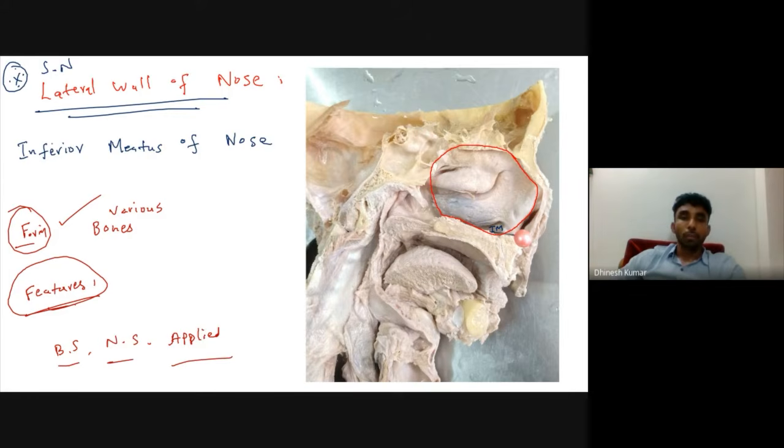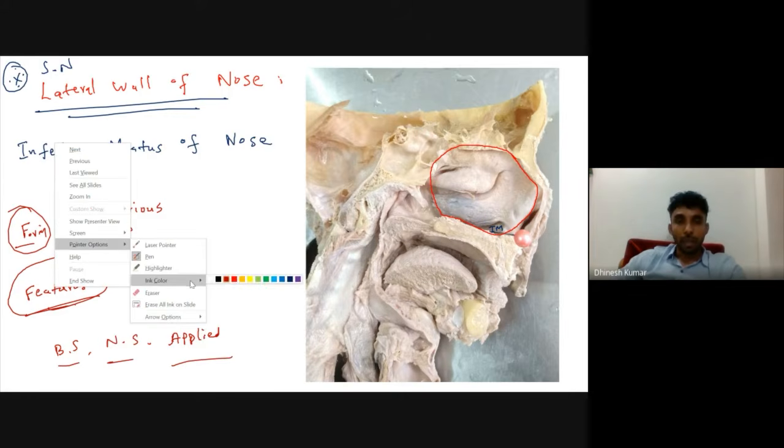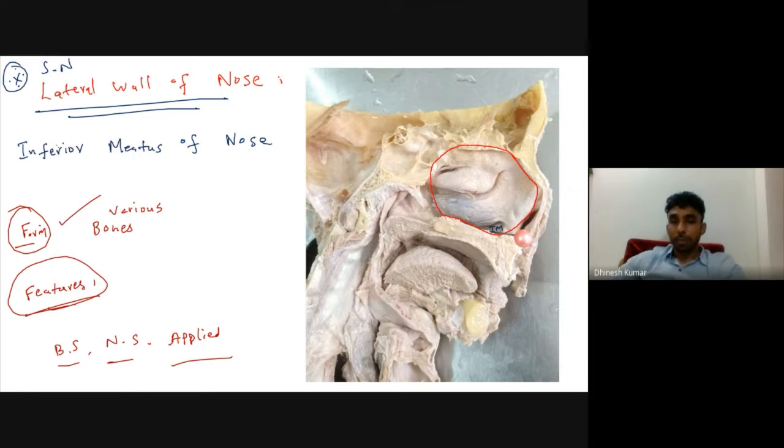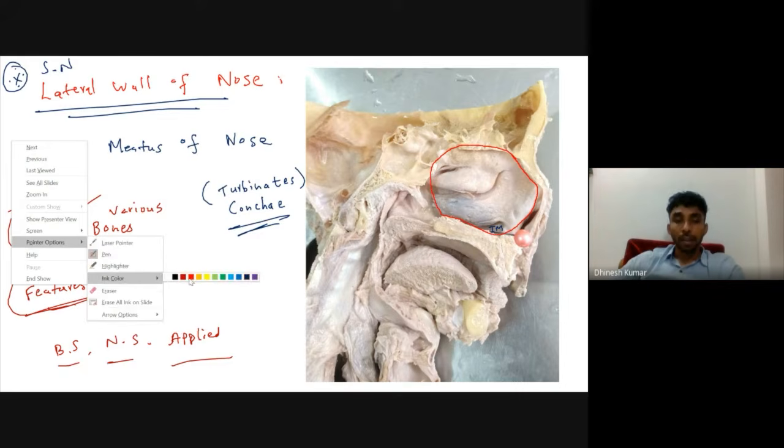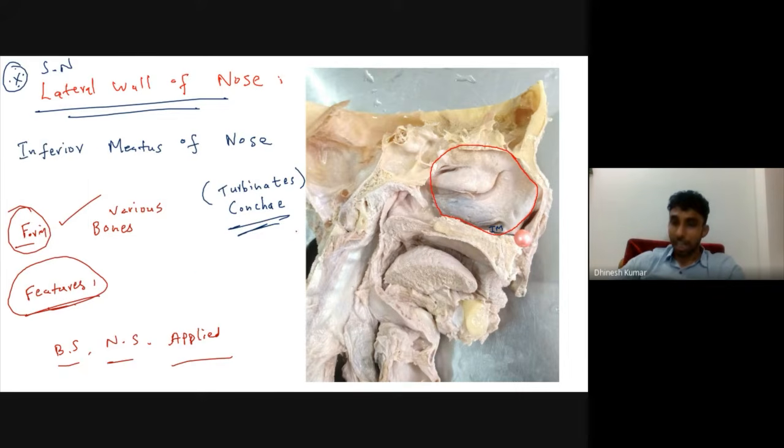As you see in this specimen, the lateral wall of nose contains three shelf-like bony projections called conchae. Concha is singular, conchae is plural. Conchae are otherwise called turbinates. How will you define conchae or turbinates? They are the shelf-like bony projections present in the lateral wall of nose.